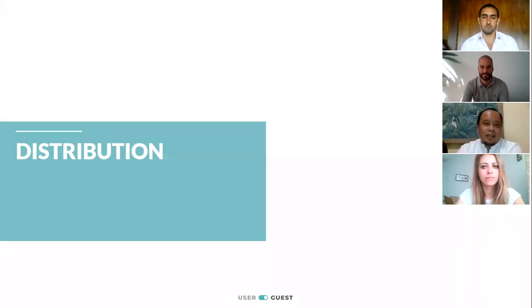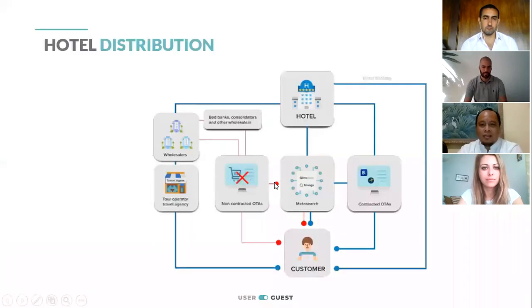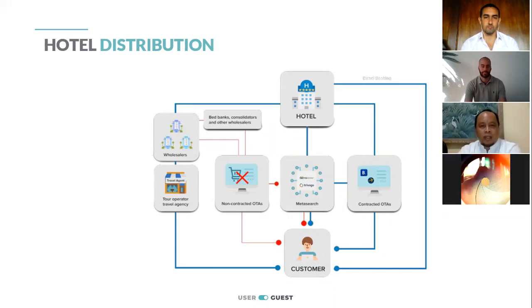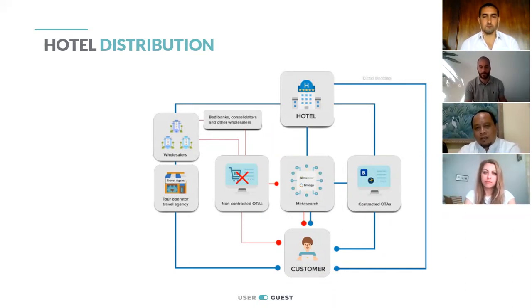Right. Today I'm going to speak about distribution. It is also very important to look at the distribution channels in your property. And as you see here, traditionally, we have offline business and online business. On your left side, you have traditional wholesalers who are distributing your rates and availability from wholesalers to operators. And then on the right side, you have the contracted OTAs, like what you already have, so-called Expedia, Booking.com, etc.